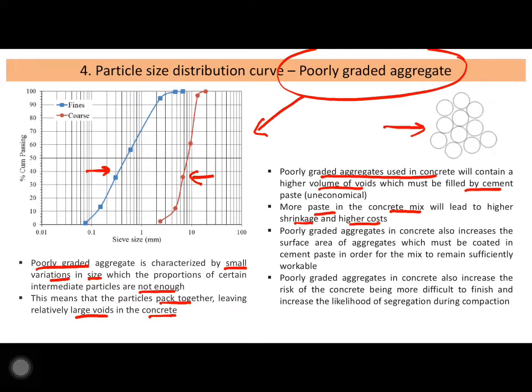And then polygraded aggregate in concrete also increases the surface area of aggregate which must be coated in cement paste in order for the mix to remain sufficiently workable. And then polygraded aggregate in concrete also increases the risk of concrete being more difficult to finish and increases the likelihood of segregation during compaction.